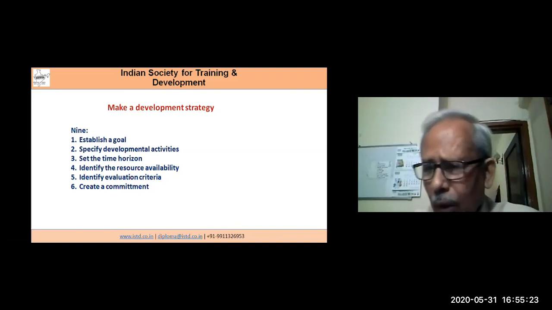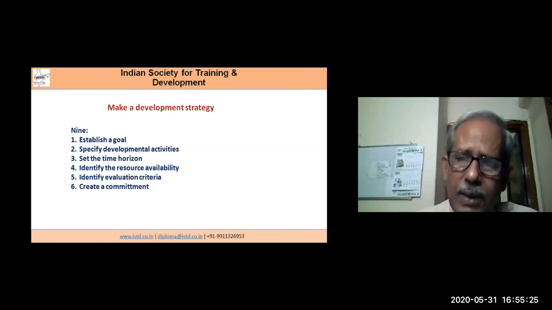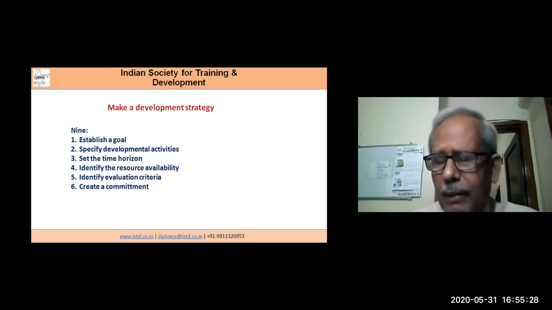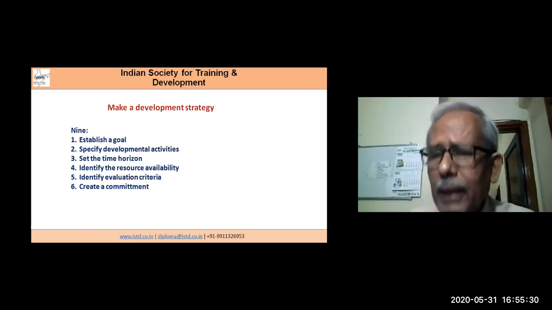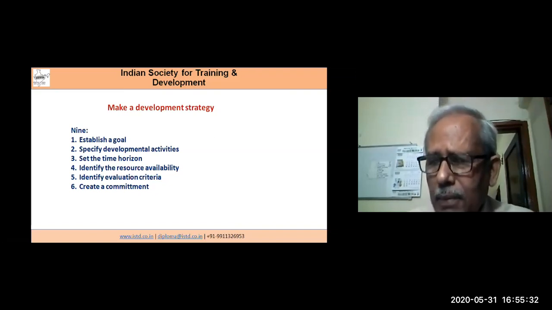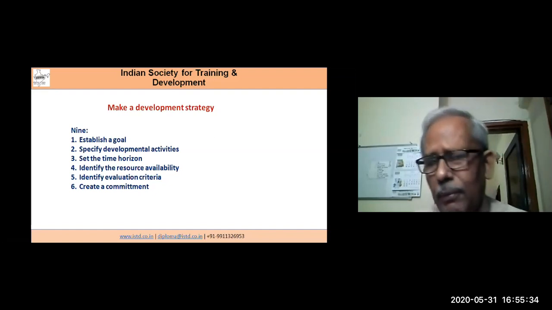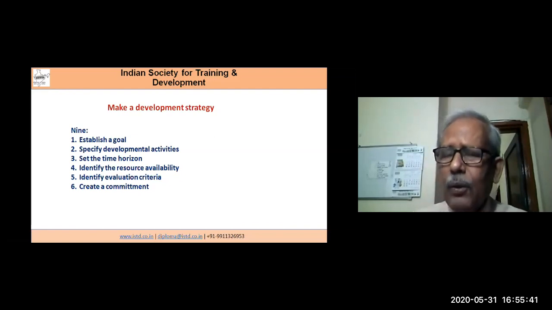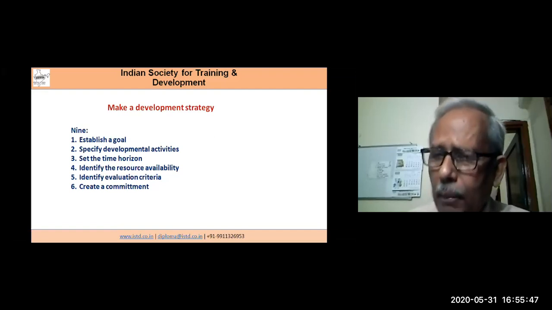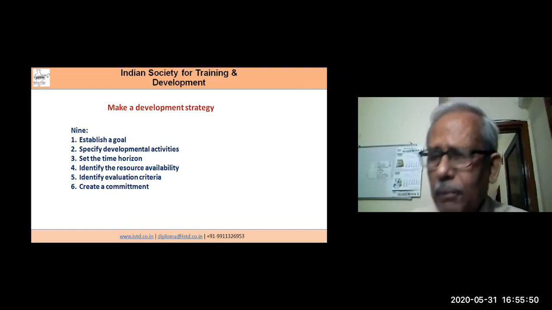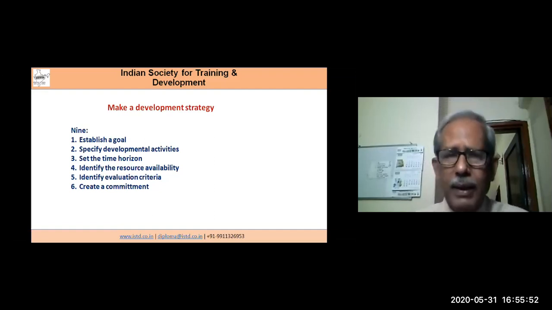Setting the time horizon: this development is for how much period? Are you going to develop people indefinitely? No. So there must be a time horizon. We should develop people for 6 months or 3 months or 2 months, and then you want this kind of results, expectations from them. And in what time period we are going to conduct the programs, so that you can get prepared people at the end of 3 months or 6 months or 8 months, whatever it is. Setting the time horizon is important.